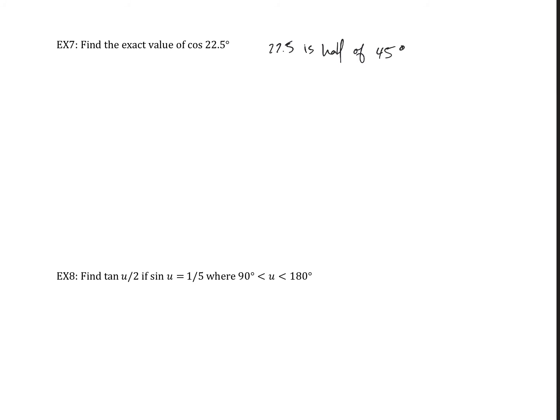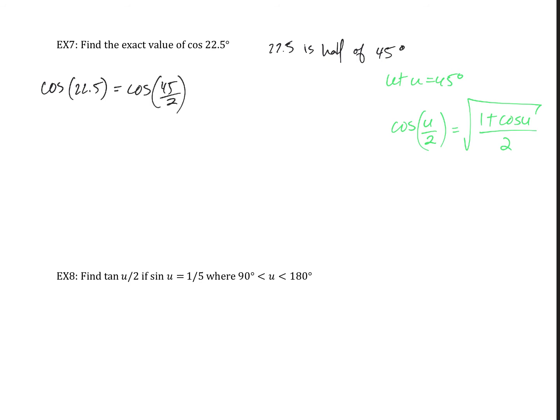So we're going to go ahead and say let u equal 45 degrees. Let me go ahead and write down the formula we're going to use first. Recall that the formula is cosine of u divided by 2 equals the square root of 1 plus cosine of u divided by 2, positive or negative. So let's go ahead and solve this. Cosine of 22.5 is the same thing as cosine of 45 divided by 2, which will equal the square root of 1 plus cosine 45 degrees divided by 2.